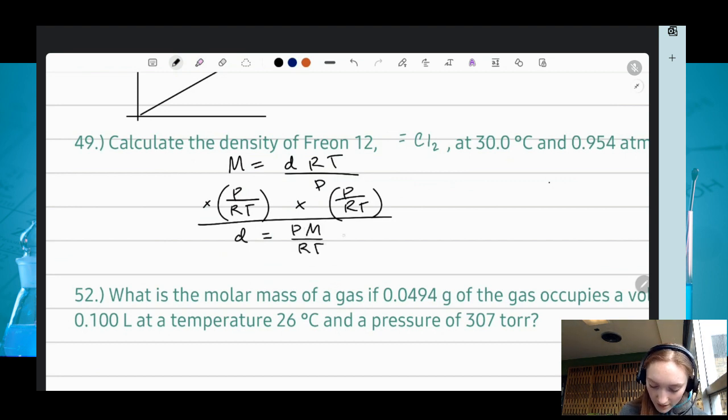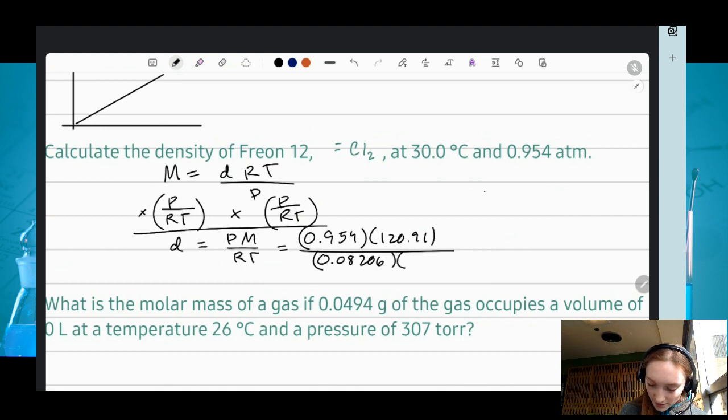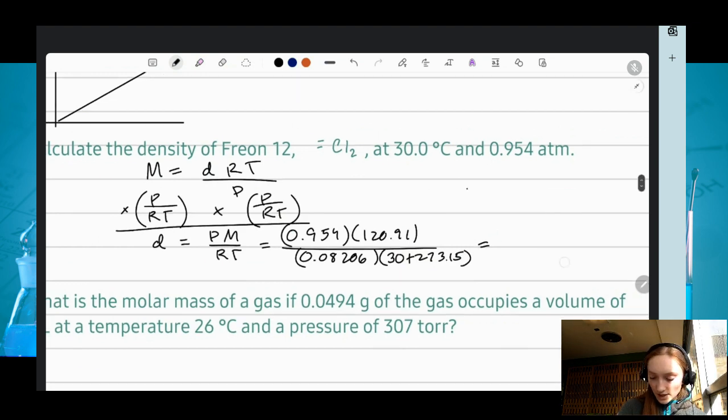So let's plug everything in. The pressure is 0.954. The molar mass of this is going to be 120.91. The R value is 0.08206. The temperature is going to be the 30 plus 273.15. And so when we add up all of those, we should get a value of 4.74 grams per liter.